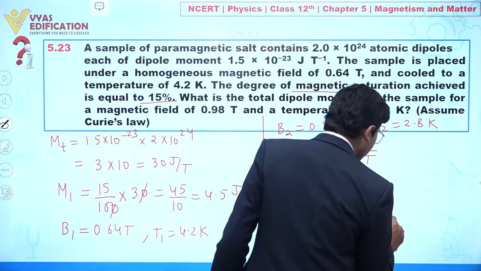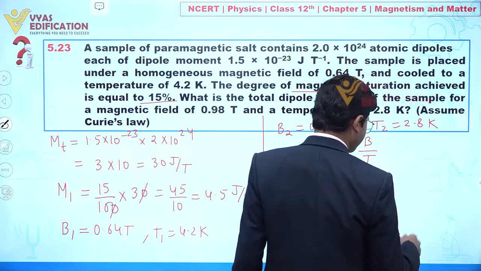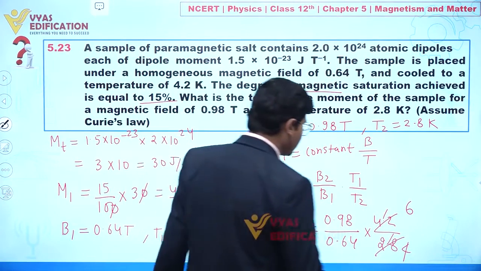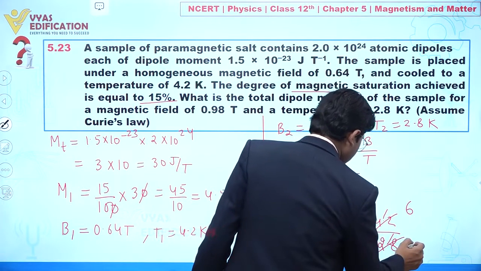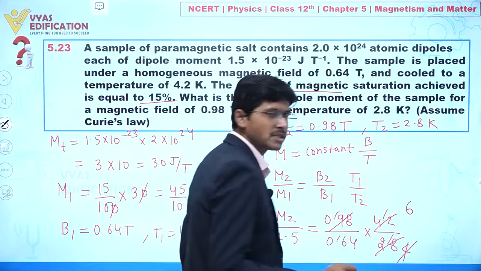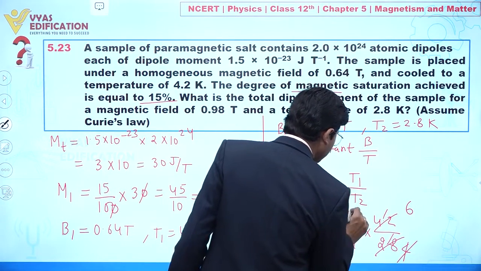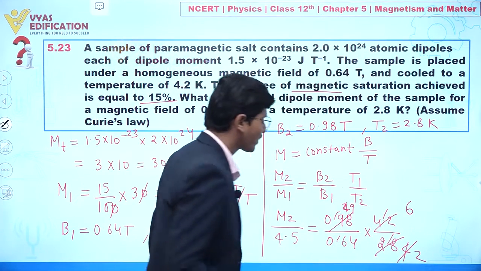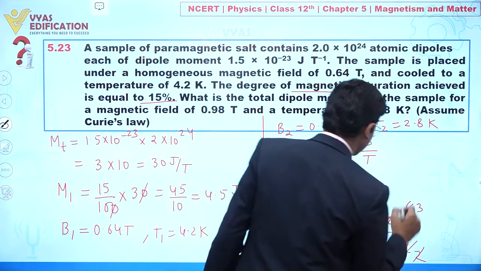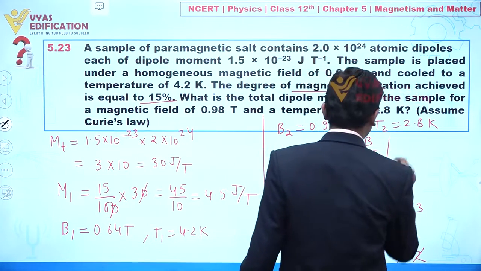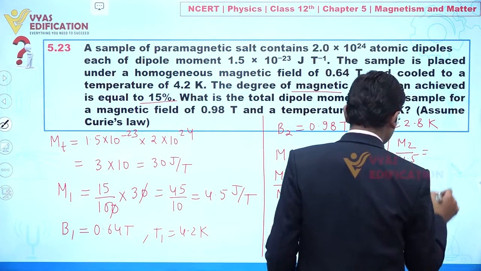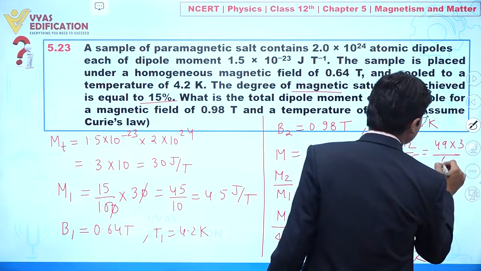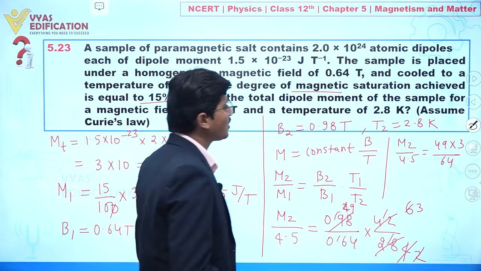Clear? From here you can say this one and this one cancel out. This one we have 4 and we can say that is 7. So we can say this is 6. Yes or no? Now from here we can say this decimal is cancelled out. We can say this is 2 and this is 49. Clear? Now we can say this one we are having that is 3. Clear? So now we can say M2 divided by 4.5 is equal to 49 multiply 3 divided by 64. Clear? So can we calculate here value of M2?